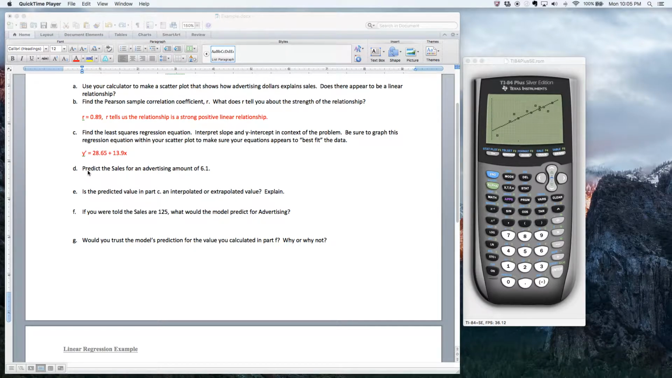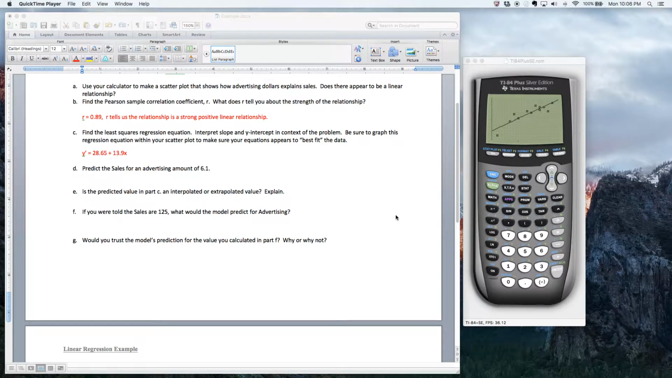So part D now is assuming that you've got the data in your calculator, your diagnostics were turned on, you found the regression equation and calculated the correlation coefficient, and now we're ready to start using the regression equation to make the predictions. So letter D says, predict the sales for an advertising amount of 6.1.